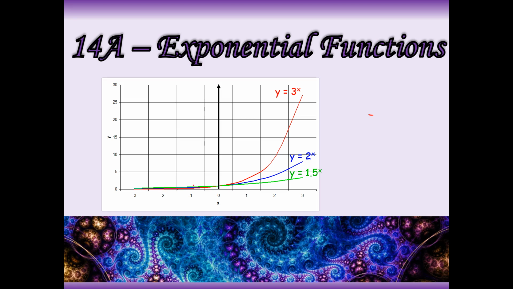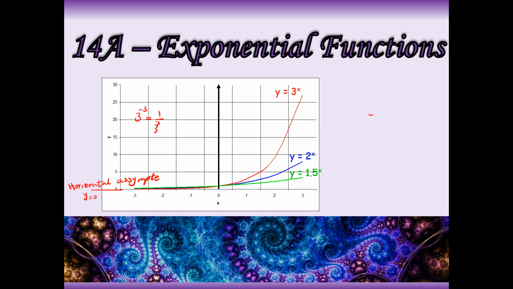On this left side of the graph, you see all of these graphs will have a horizontal asymptote of y equals 0, a horizontal asymptote on the left. Why is that? Because really what we're saying is, what is 3 to the power of minus 3? This means 1 over 3 to the power of 3.